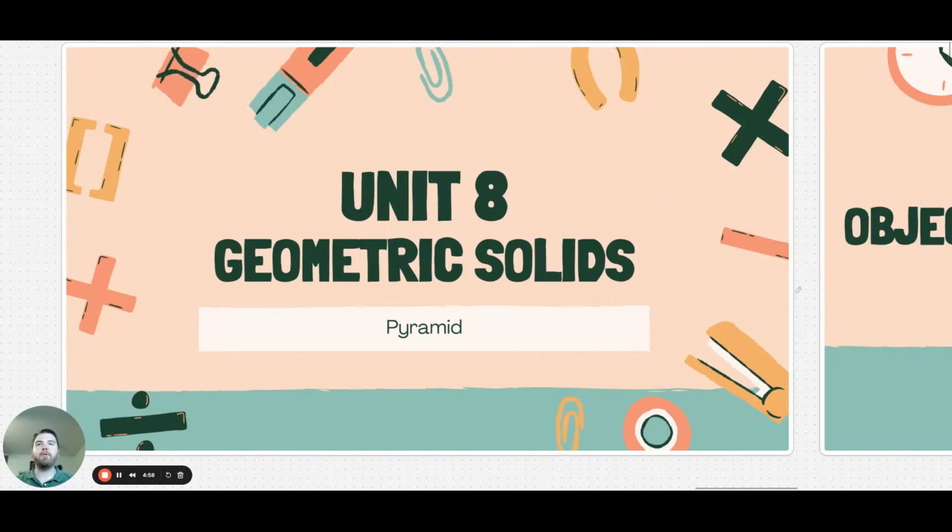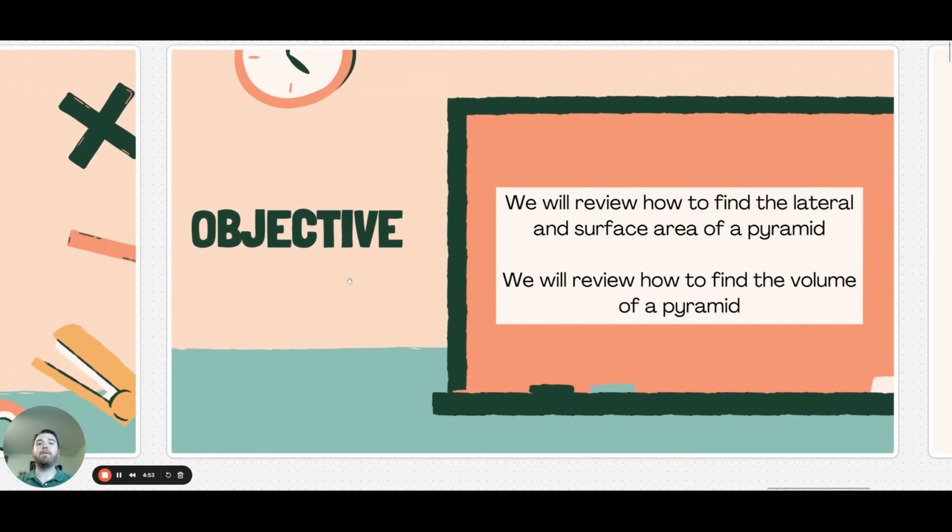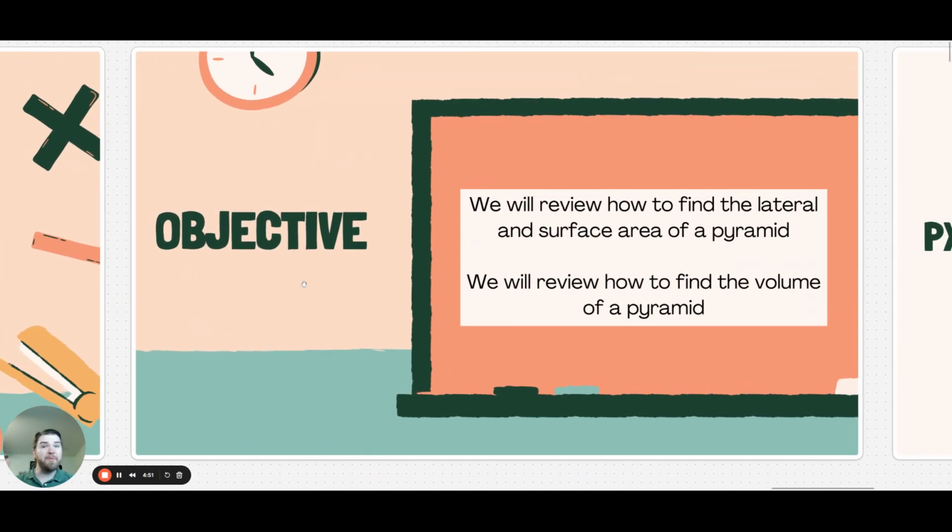Alrighty, geometric solids, we are looking at a pyramid today. So, a pyramid, if you recall Egypt or something, is just going to be something with a base, and then you're going to have triangular sides going up to the top. We'll see that in the definition in just a second.